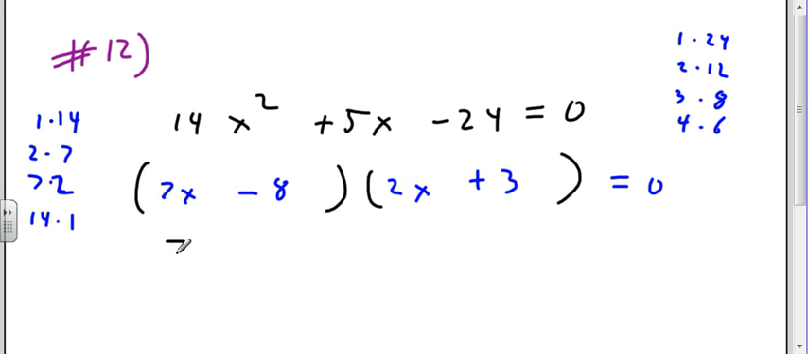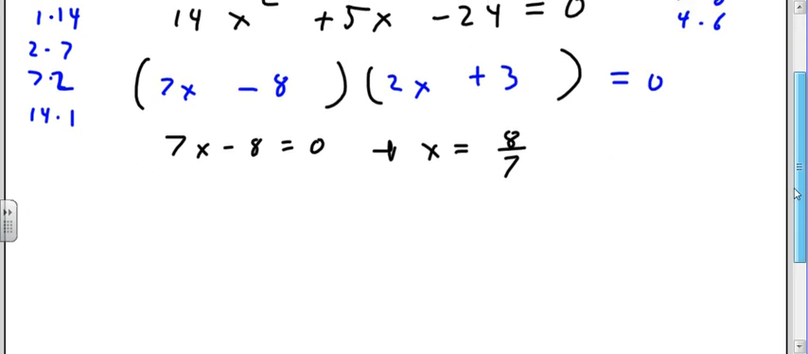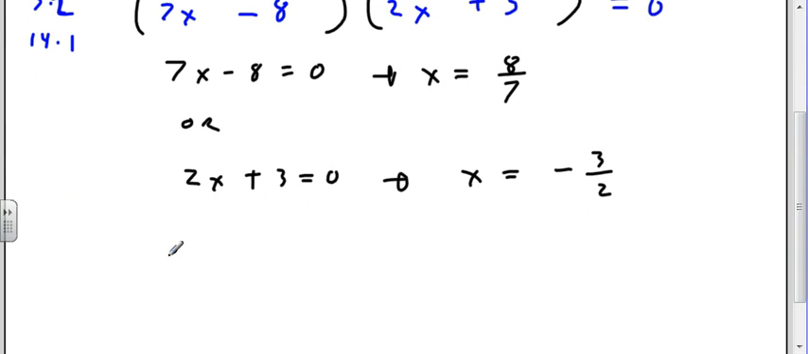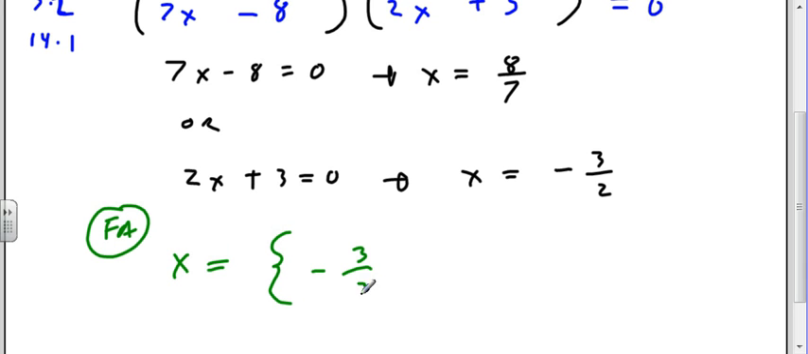I apply my rule: 7x minus 8 could be 0, implying that x is 8 over 7, or 2x plus 3 is equal to 0, implying that x is equal to minus 3 over 2. And then I'd write down a final answer: x is equal to the solution set minus 3 over 2, 8 over 7.